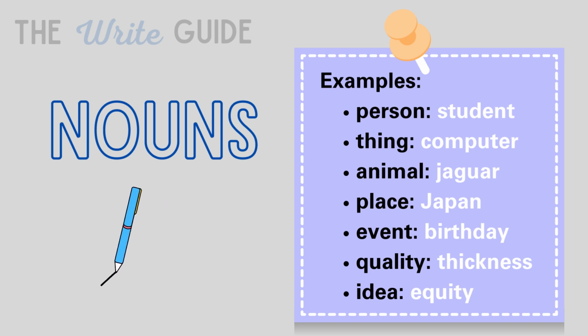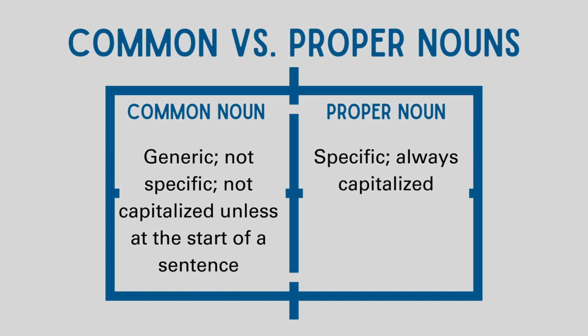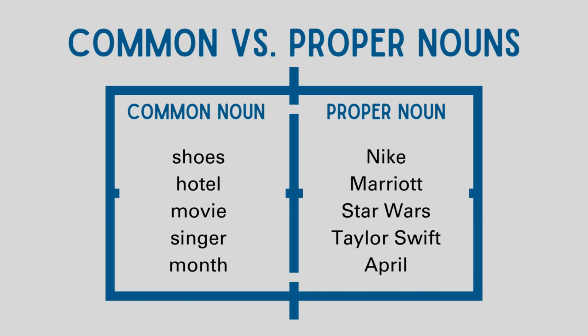Now, there are different classifications of nouns according to type, number, and usage. We'll discuss each one of them in the next slides. Nouns can either be common or proper. What do we mean by that? When we say common nouns, these are generic and non-specific. They do not require capitalization unless they are at the beginning of a sentence. Proper nouns, on the other hand, are specific names and they are always capitalized when written.